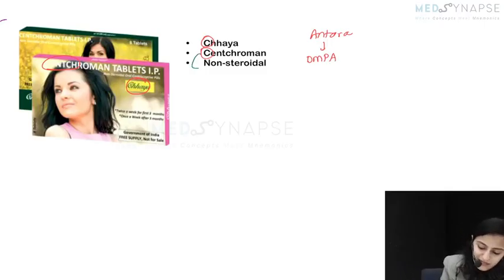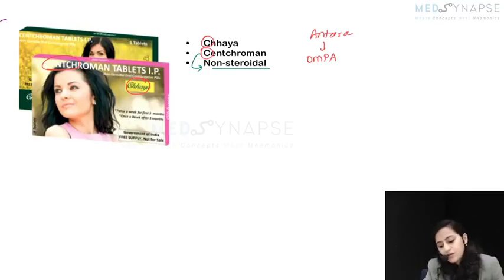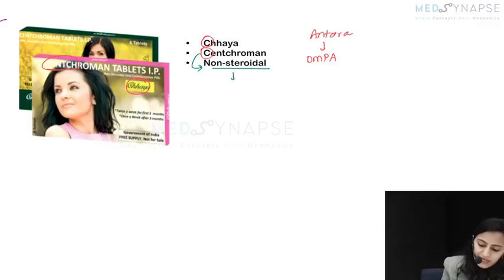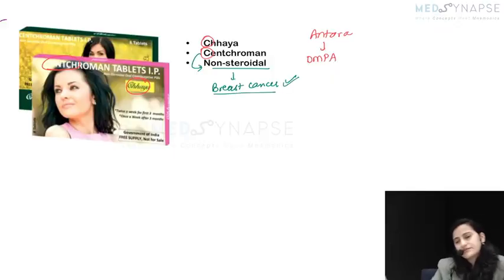The advantage with centchroman is it is non-steroidal. So can I give it in a patient of breast cancer, which is dependent on steroid for growth, estrogen receptor? Can I give in breast cancer? Yes, that's the advantage there. OC pills नहीं देंगे, but ये दे सकते.